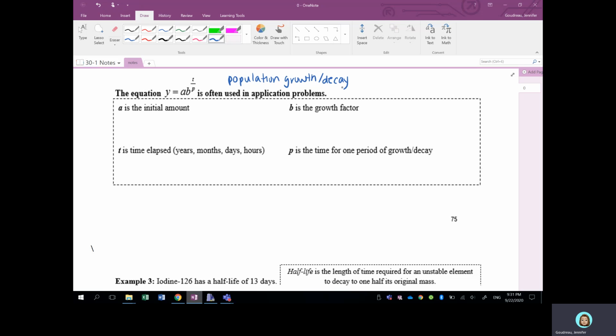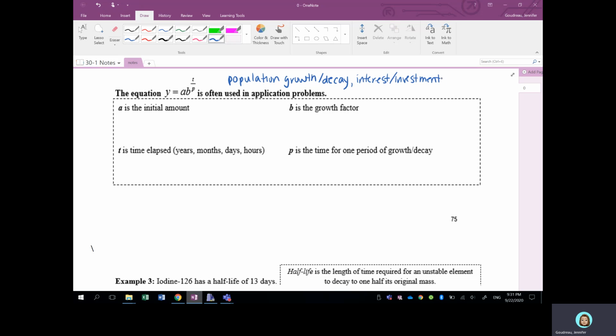We also are going to look at things like interest and investments. So money type questions where we have a repeated multiplication of an interest rate over and over again, then that results in an exponential equation for that.